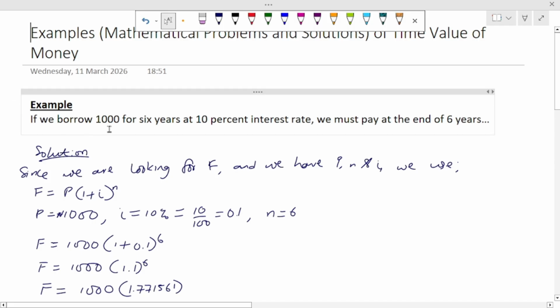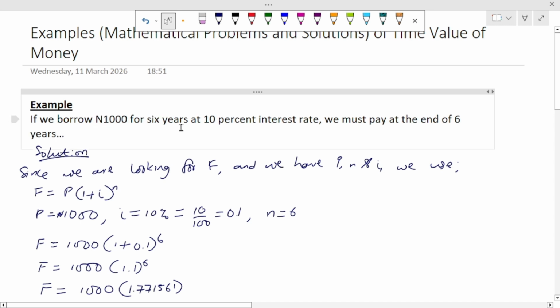So if you borrow 1,000 naira for 6 years at 10% interest rate, already this tells us this is the 10% interest rate. We must pay back at the end of 6 years. Now, the question in the book we are making use of, they just end the equation like this, but it sounds like they are looking for this guy, okay?